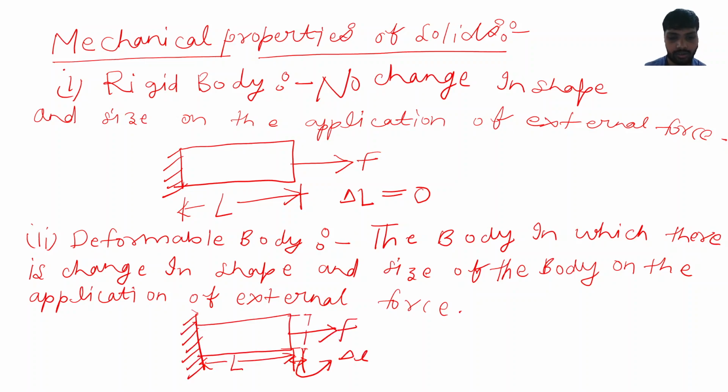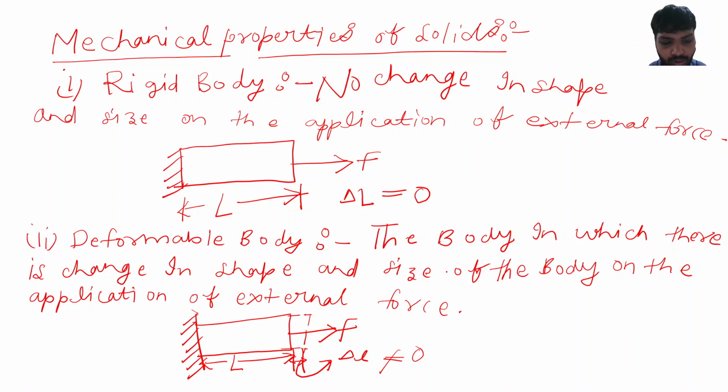Let's draw it. This is a figure of a deformable body which is fixed at this end and force is applied at this end, and its initial length is L. If we apply the force, then after the application of force, delta L is its change in length, which is not equal to 0. This is the biggest difference between the rigid body and the deformable body. In a rigid body, delta L equals 0, and in a deformable body, delta L is not equal to 0. So we understand what is a rigid body and a deformable body.